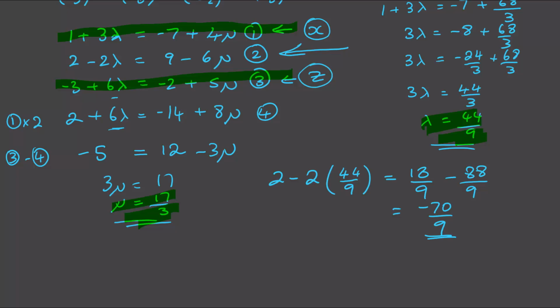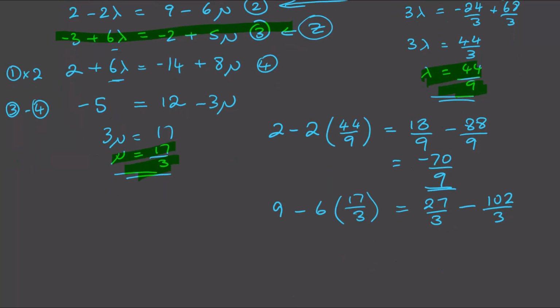Then using the other side, we've got 9 take away 6 times 17 on 3, which is 27 on 3 take away 102 on 3, which is -85 on 3. And the fact that these two are not equal tells us that there is a separation in the y-coordinate or in the j component, and therefore there is no intersection.